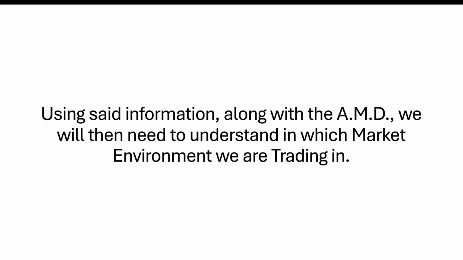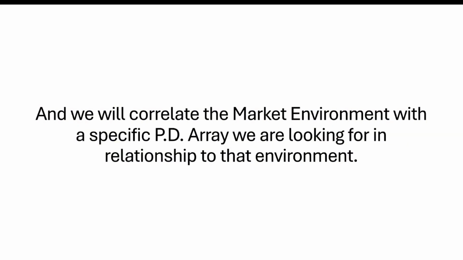But again, using said information along with the AMD, we will then need to understand in which market environment we're trading in. So what are we currently doing? Because we can expect the market to go higher, but within the current time, we can anticipate the market to first consolidate, expand lower to take a form of sell side or buy side, and then go into the other direction. So we can be correct about our bias, but the way in which we approach the trade in itself can be wrong because of this exact lesson, because not understanding the environment.